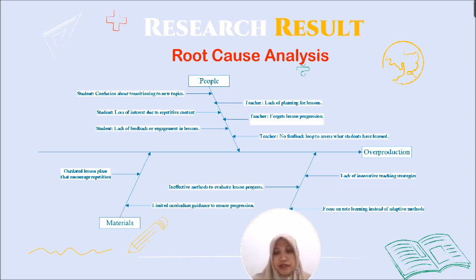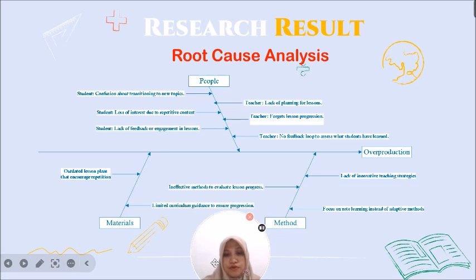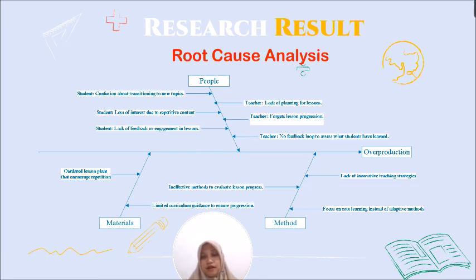For the first waste, that is the overproduction, we try to analyze based on three causes, which are the method, the people, and the materials. And this is the result of the root cause analysis.